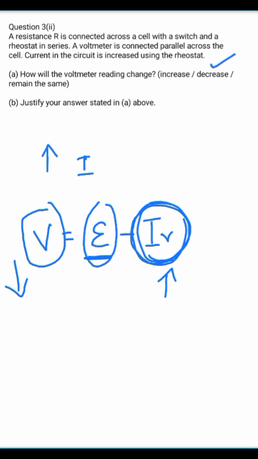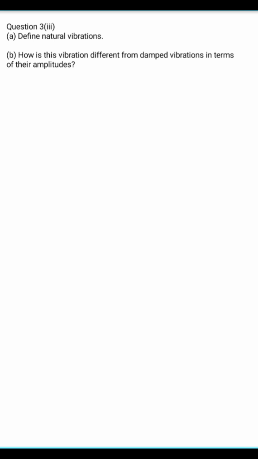So what will be the answer for this? Since the current is increasing, the voltage drop across the internal resistance will also increase, this part. And as a result, in order to maintain this equation, we can say that the terminal voltage, or the voltage which is measured by the voltmeter, will decrease. Hopefully you have understood. So whenever there is a cell in the circuit, you have to use this equation instead of Ohm's law equation. Now the next question is very easy, directly from the book.